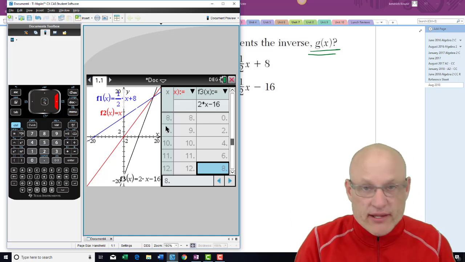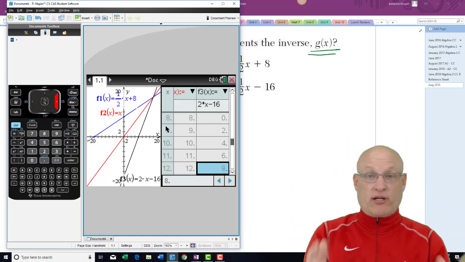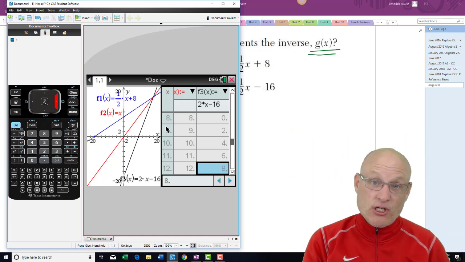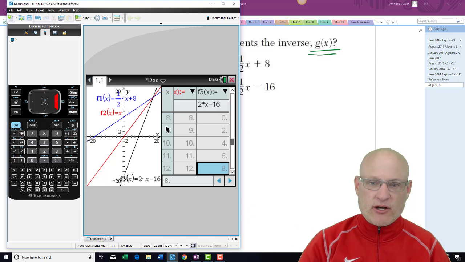Anyway, the inverses, if you look at their tables, the x and y should be switched. So if you were just to write down the table for the original function and then write down the table for the inverse, the x and y should be switched. Okay, that should be pretty easy to understand. I hope you got that.